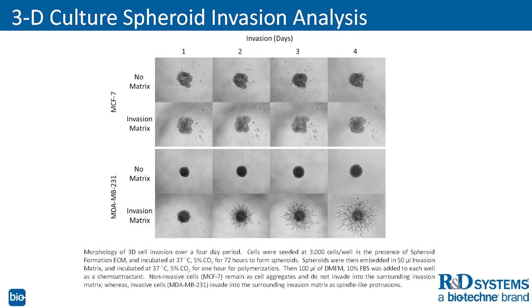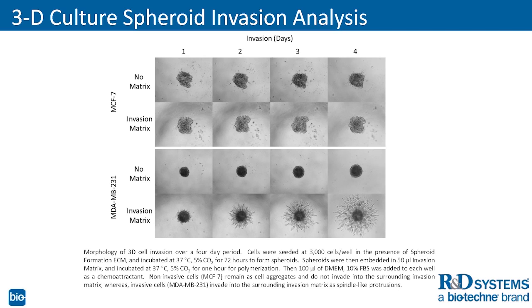For the MCF7s, we see virtually no invasion of the cells out of the spheroids. For the MDA231, there's no invasion for no matrix. We do see the spheroids grow a little bit. But when we add the invasion matrix, we see a very robust invasive response where the cells are invading out of the spheroid.